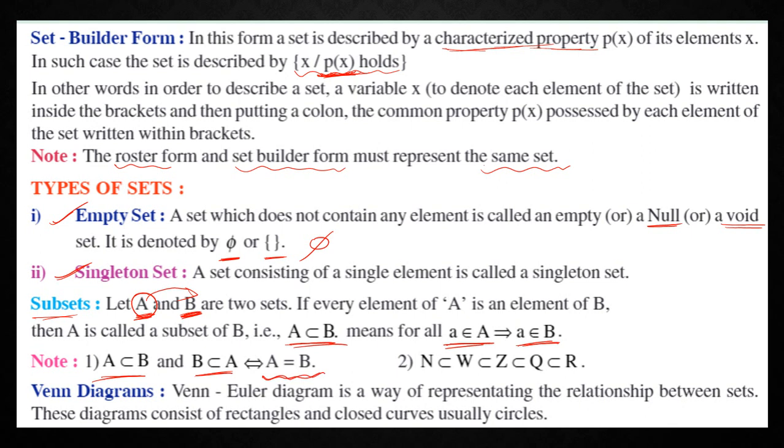Next, in general in our mathematics we will observe this: the natural number set is a subset of the whole number set, which is a subset of the integer set, which is a subset of the rational number set, which is a subset of the real number set.